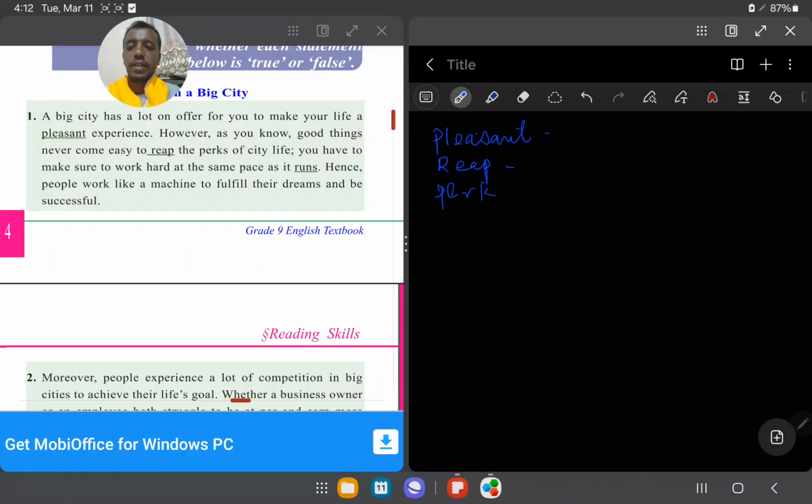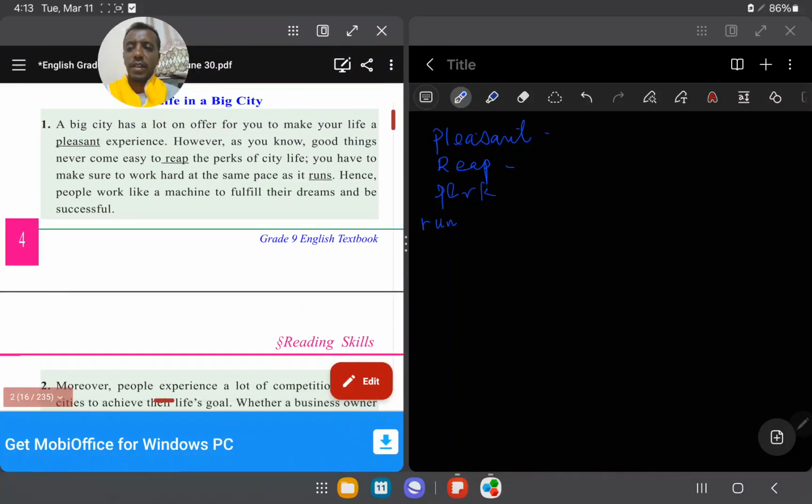The next one: you have to make sure to work hard at the same place as it runs. Run here, run. But you know this one. Hence people work like a machine to fulfill their dreams and to be successful. Oh my goodness, like a machine in a big city. They must work like a machine, that means without rest. If you are experiencing city life here, you may work a lot. Yeah, we do a lot. So this is how city life is.